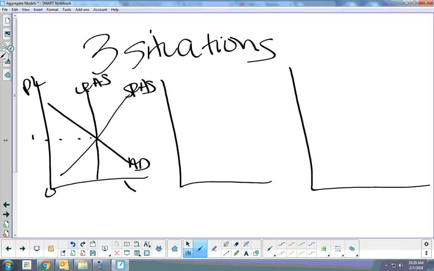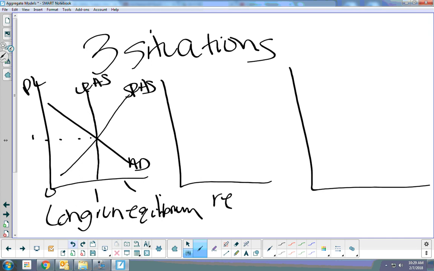Okay. What is this graph called? Long run equilibrium. Sometimes we can start off from long run equilibrium. That's one situation we can start from, like on an FRQ, possibly tomorrow and next week. Or we can start from a recession. I want you to look at the recessionary gap that you just drew.